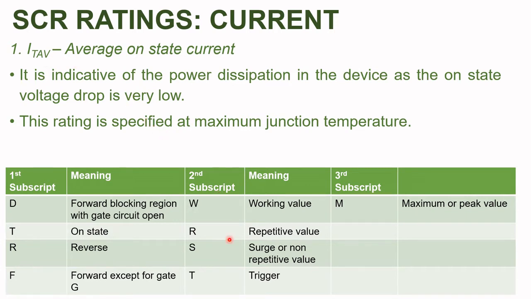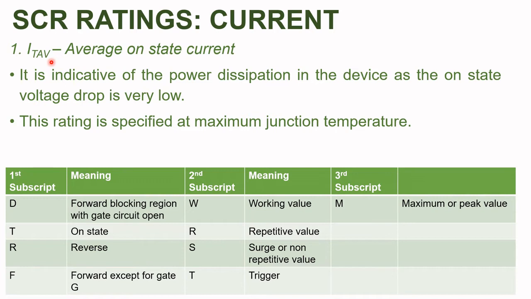So let's now go to the second and third subscript. We already know that AV is used for the average value. So IT means the on-state current, and its average value is given by AV. If you can recall from the same video, we have used VT for the on-state voltage drop. Here we are using IT for on-state current, and AV is used for the average value of that current. It is indicative of power dissipation in the device as the on-state voltage drop is very low.